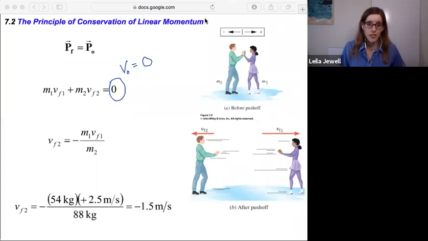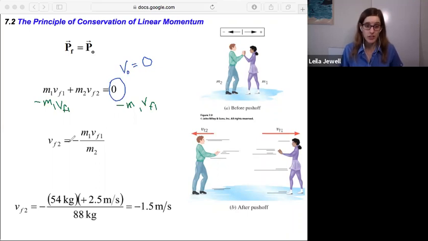So if we want to then solve for the final velocity of the man, the recoil velocity of how he will move in response to the woman moving, we can subtract the woman's momentum to the other side. So we'll do that to both sides. Notice that makes it a negative on the right side, m1 v final 1. And then we'll just divide by m2, and we have this expression for the final velocity of the man.